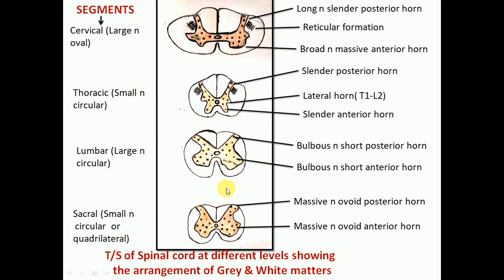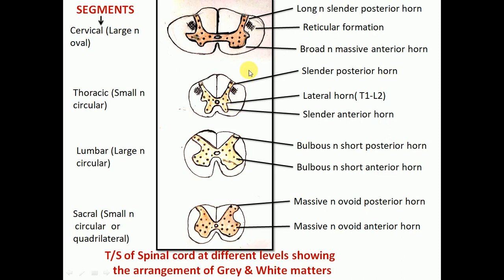When we talk about the mass of the gray matter present at the different levels of the spinal cord, in the cervical region, particularly the posterior horn is long and slender. In the thoracic region, it is slender. In the lumbar region it is short and bulbous, and in the sacral region it is ovoid in shape and massive. While the lateral horn can be seen between thoracic segment 1 and lumbar segment 2, and that can be clearly seen here. In the remaining part it is absent.